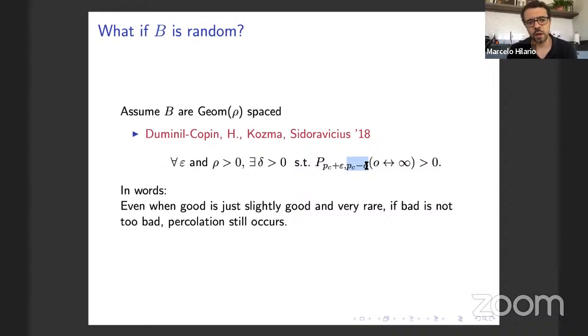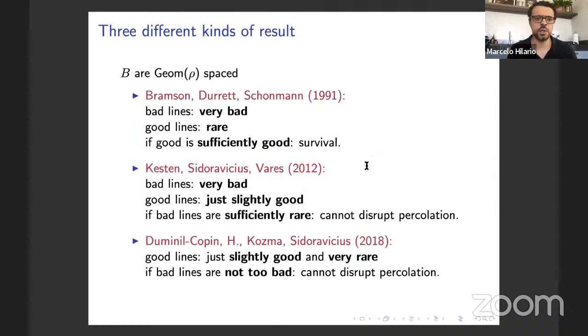And there are some other results in the same direction, and I will not be fair to lots of people who have worked on that same kind of problems. But I just wanted to mention two works in oriented percolation or in the contact process in the same spirit. So these are the works of Bramson, Durrett, and Schonmann, and Kesten, Sidoravicius, and Vares. And what I think is interesting here is that the setting is different in all of these papers, but the order in which you change the parameters gives different kinds of results.